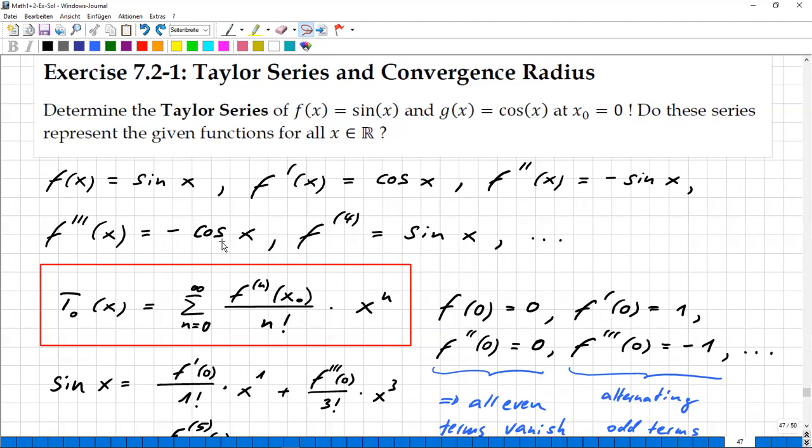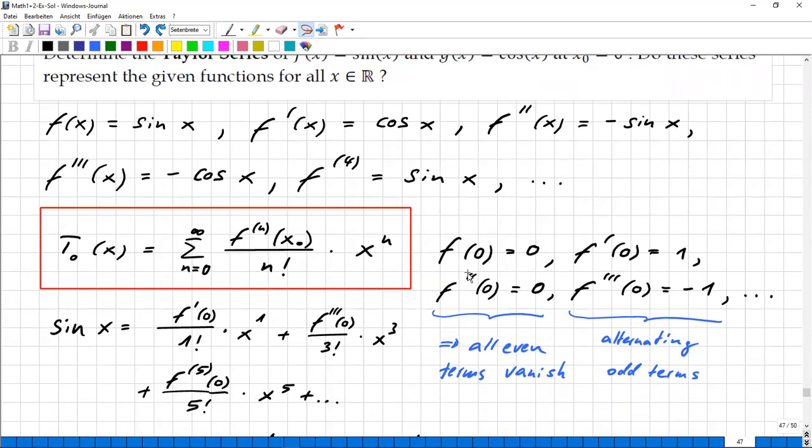We find that all the even derivatives, all even terms, will vanish in this series. With even terms, of course, I mean all the powers of x which have an even exponent. On the other hand, the odd terms have an alternating sign, obviously. It's easy to predict that when I take the fifth derivative, I'm with a positive sign again, and so on, okay? So I have 1, -1, 1, -1, and so on.